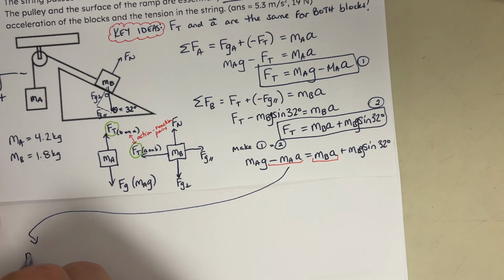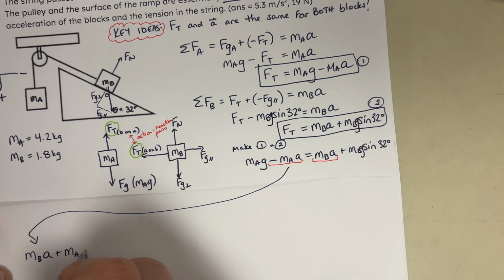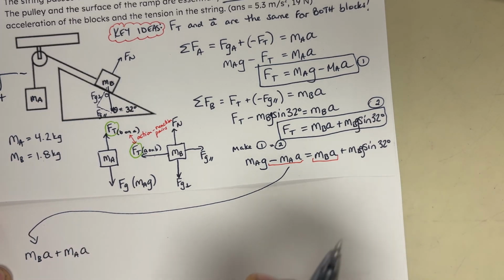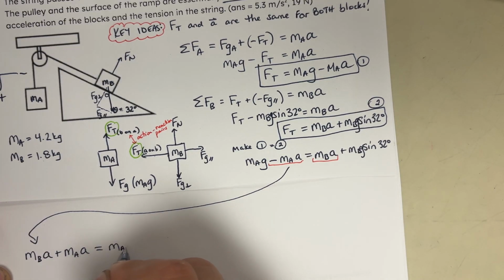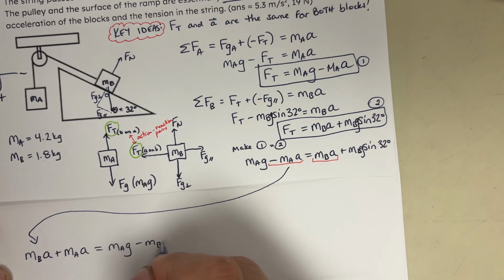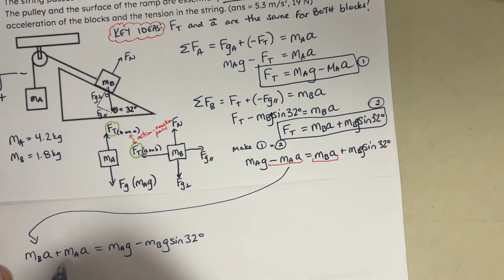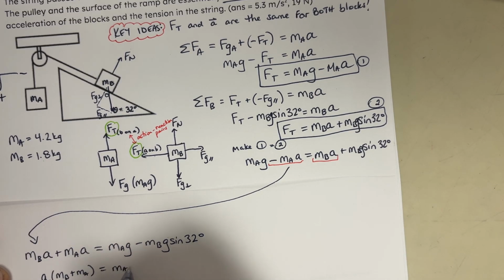Okay, so I'm going to write this as MB times the acceleration plus MA times the acceleration. So I'm going to put all that stuff on one side, and that's going to equal MAG minus MBG sine 32. Because then what I can do is I can factor this out, and then divide both sides.